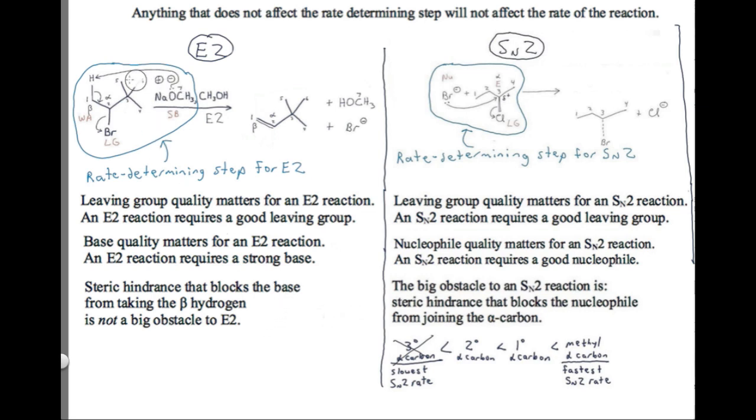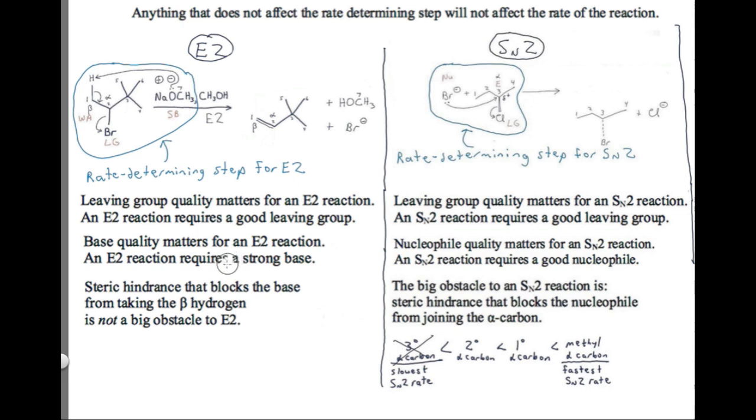Now, the base does take the beta hydrogen in the rate determining step, so you might expect that steric hindrance that blocks the base would be a big factor in E2. So why isn't it? Well, remember the difference between what a nucleophile has to do and what a base has to do. Both a nucleophile and a base are electron donors. So how are they different? The nucleophile has to join the other molecule. The base only has to steal a proton from the other molecule.